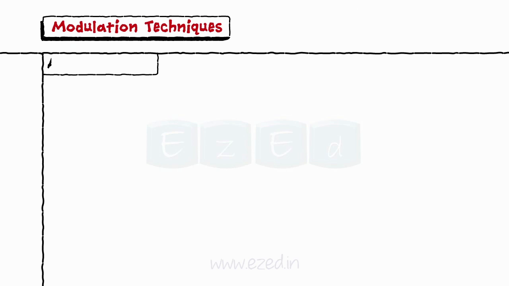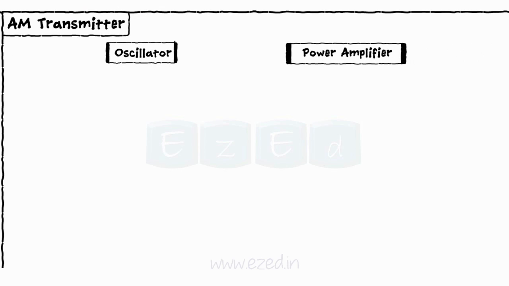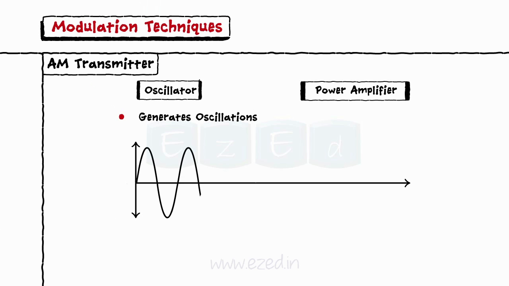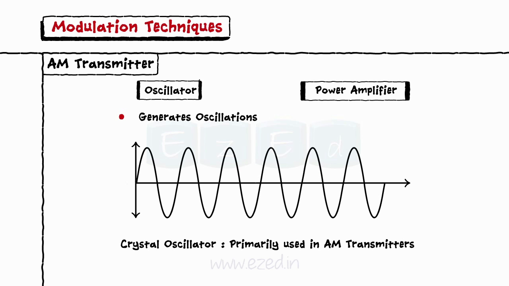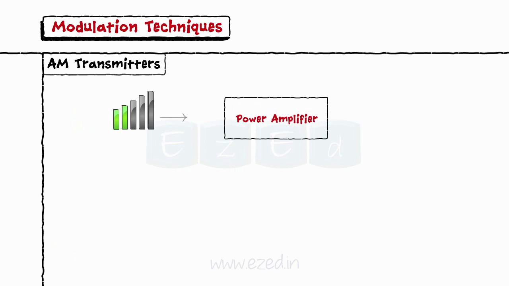Let's move on to the AM transmitter now. But first, we will learn about the oscillator and power amplifier. Oscillator is a circuit which generates oscillation, that is, it generates different sinusoidal waveforms. Crystal oscillator is the type of oscillator primarily used in AM transmitters. Power amplifiers are primarily used to increase the signal strength before its transmission.